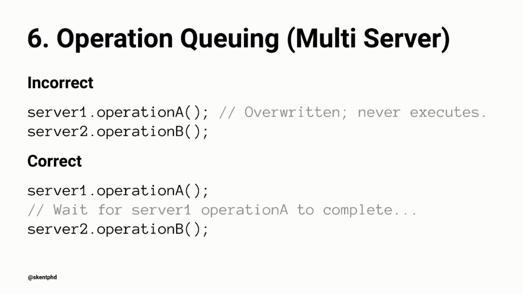So this is very similar to the previous example, but this is now talking with a server 1 and server 2. So if I say server 1 operation A and then server 2 operation B right after it, server 1 operation A is going to be clobbered just the same as if they were the same server. So I don't even have separate queues for these two servers. I have to make sure there's one queue for everything. So again, the correct thing to do here is to say server 1, you do operation A, and then when server 1 tells me it's finished, then I can do something with server 2.